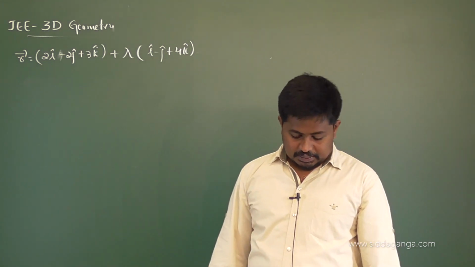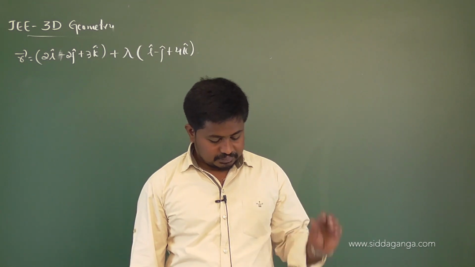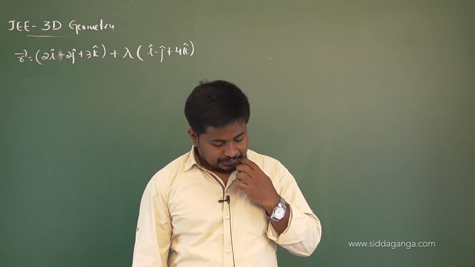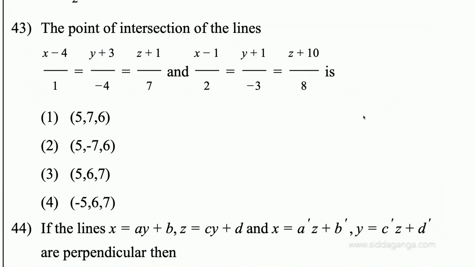Okay, let me move to the 43rd question. 42 is the same as 38. I hope you will solve it. Coming to 43, the point of intersection of the lines.